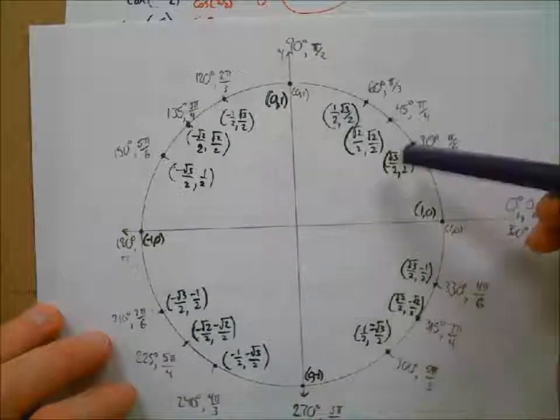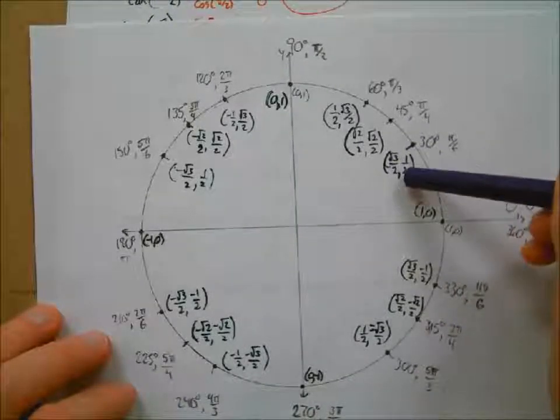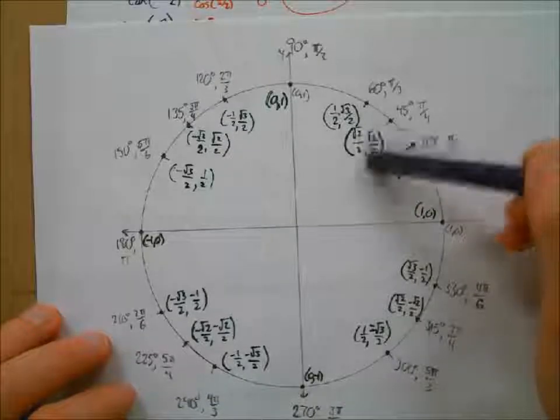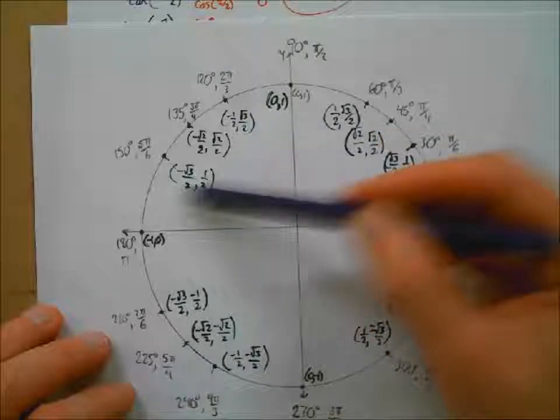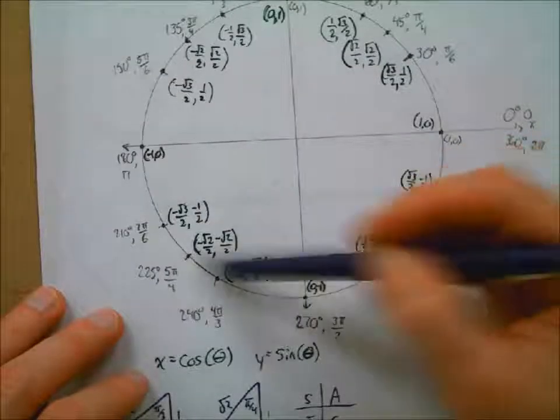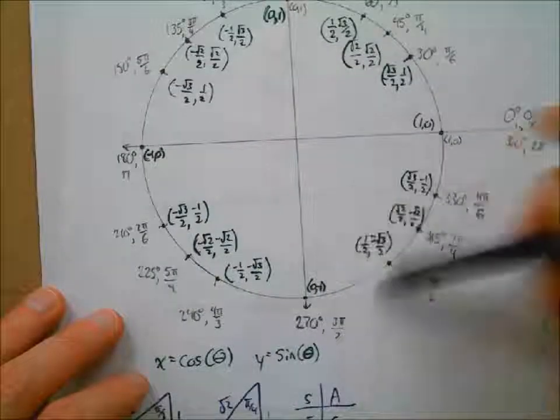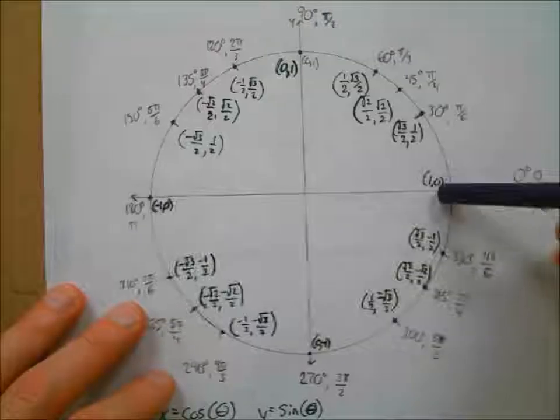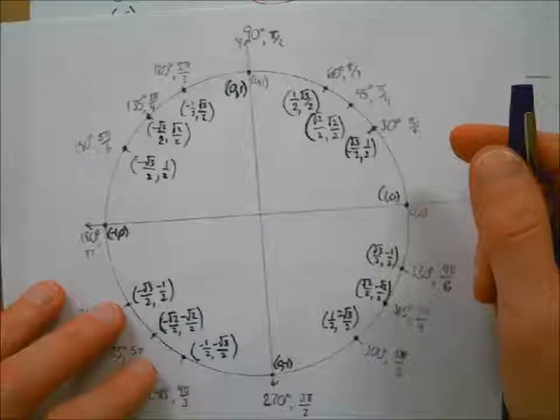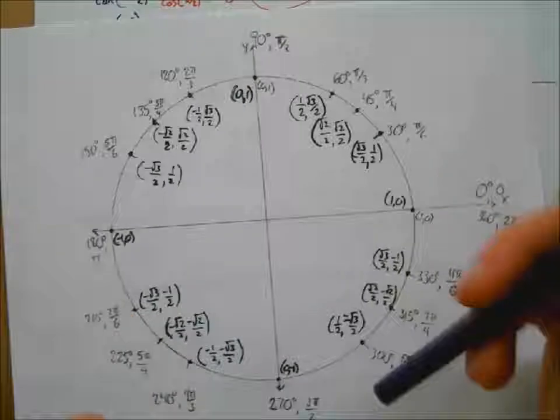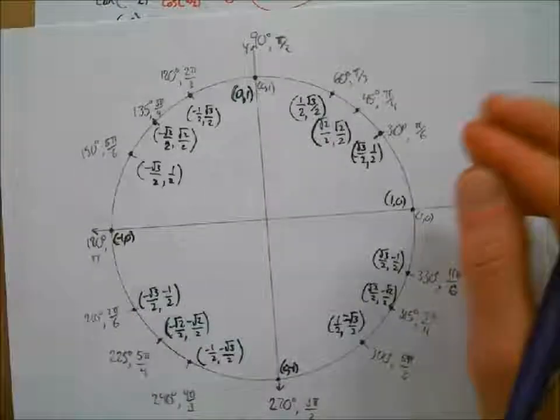We have a root 3 over 2 and a 1/2. There's a root 2 over 2, but there's another root 2 over 2. There's a 1/2, there's a root 3 over 2. And then it's the same numbers here, just some are positive and negative. Same thing with the quadrants: we have a 1 and a 0, 0 and a 1, negative 1 and 0, 0 and negative 1. So there's repetition here, but how can we organize this? We can organize it using reference angles.